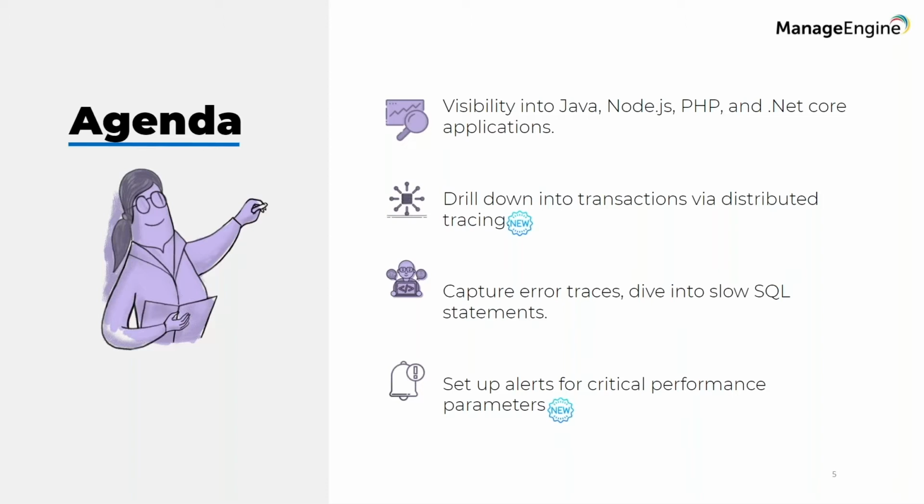We'll be discussing that. The third part would be capturing the error traces happening in your application, and finding the slow SQL statements which are causing exceptions or high response time whilst somebody is trying to load the web page or performing some critical business transactions. And finally, how to set up the alerts for critical application KPIs. So this is what we'll be discussing today.